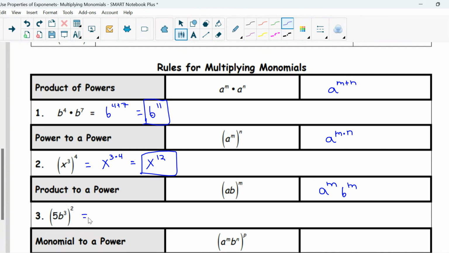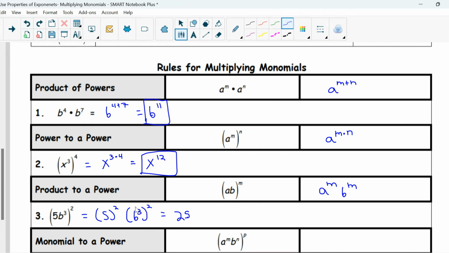So in our example here, we have 5 times b cubed to the second power. 5 would represent a, and b cubed would represent b, sorry. So this would be the same as saying 5 to the second power times b cubed to the second power. Okay, 5 to the second power, 5 squared, just gives us 25.